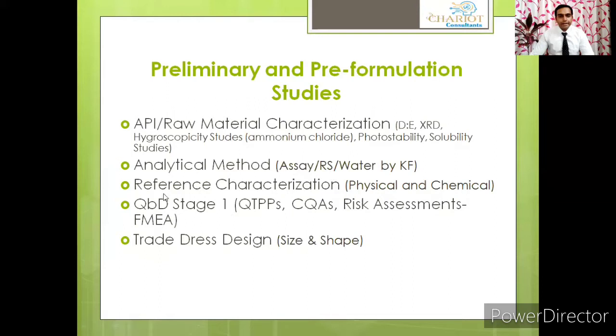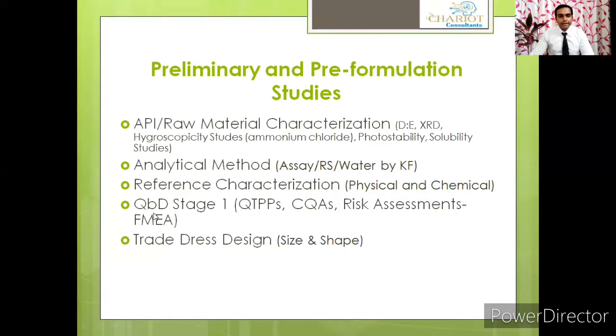Your reference characterization, because since we have received our brand product, we need to do the physical evaluation as well as the chemical evaluation. Physical evaluation in terms of your size, shape, disintegration time. These are generally taken into your physical, and then chemical properties, which include your SA values, your related substance values, your dissolution values. So these are the characteristics which you have to note down of your reference product, because based on your reference product, you will develop your strategies. You will develop how much dissolution I want for my particular product, followed by your QBD.